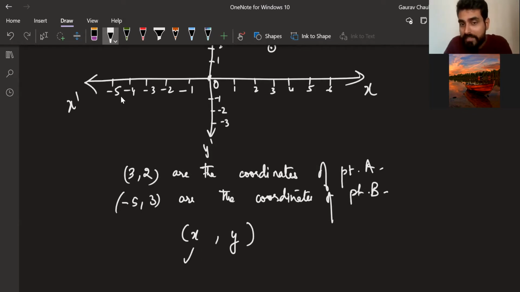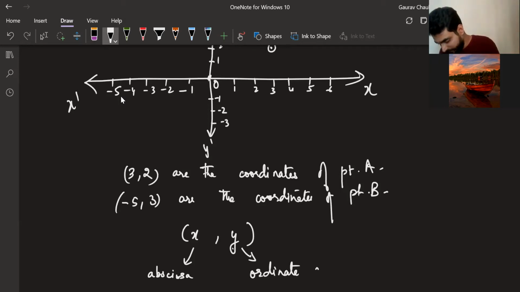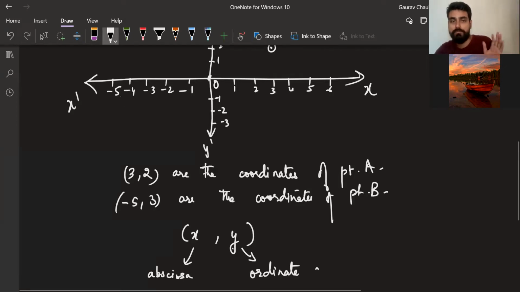The x coordinate is also called the abscissa and the y coordinate is also called the ordinate. Everyone familiar with these words? Can I get a thumbs up on screen if we are clear so far? Yeah. Any problems? Any confusion?